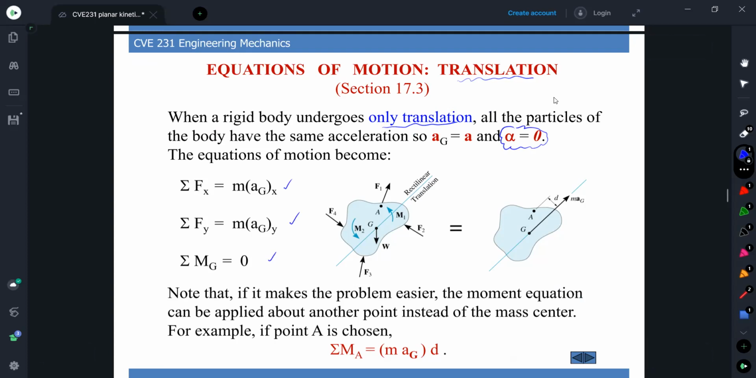But it should be noted that, if it makes the problem easier, the moment equation can be applied about another point instead of the center of mass. For example, if point A is selected for taking moment, then the summation of moment about point A equals m a_G times d. That is the equation of motion for the moment for the case of translation only.